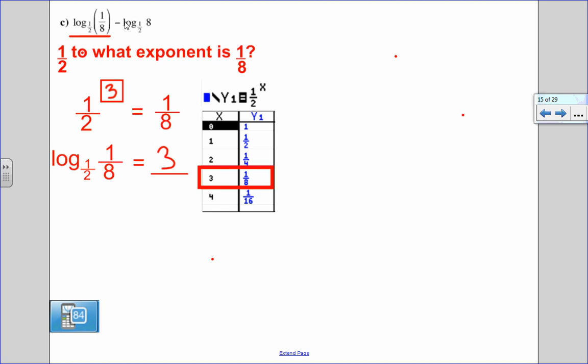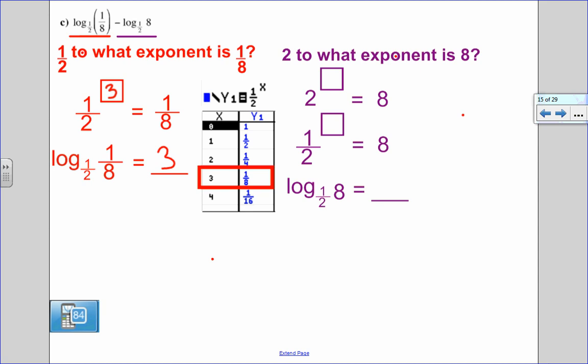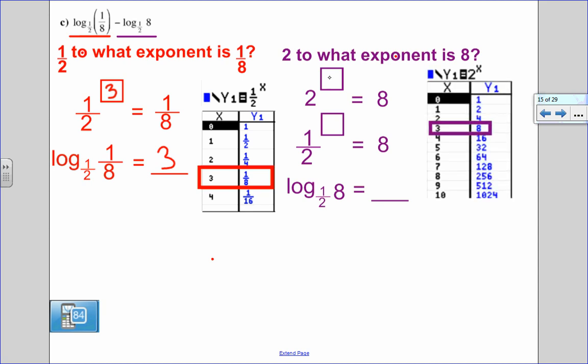Okay, so let's look at the second part here. Because I have a fraction base and a whole number argument, I'm only focused on the whole numbers. So 2 to what exponent is 8? So I can go to my powers of 2. So 2 to the exponent of 3 is equal to 8. Now because I have a fraction base and a whole number answer, I know that my exponent has to be negative. So that means that log base a half of 8 is just -3.